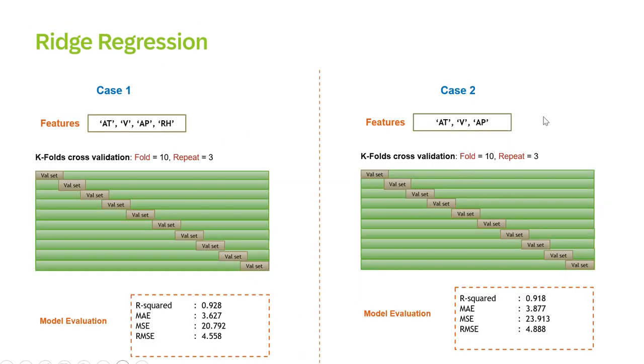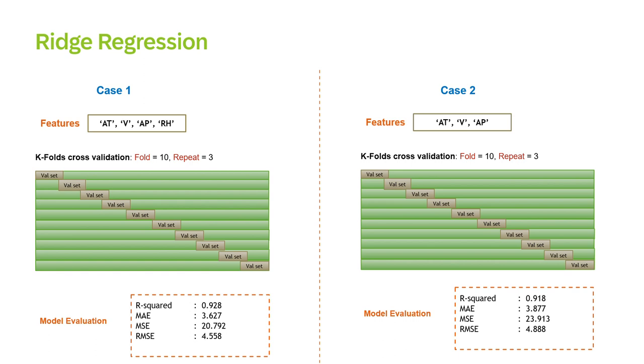Further, I decided to execute the model by applying a ridge regression model. Again, here instead of the train and test model, I decided to go for a cross validation model. Here, the k-fold cross validation was identified. Went for a fold of 10 and repeat of 3. And then there were two cases which were identified or validated.